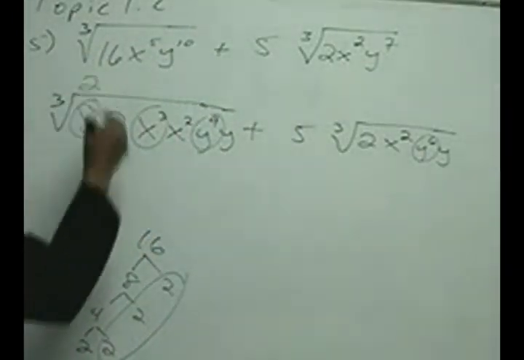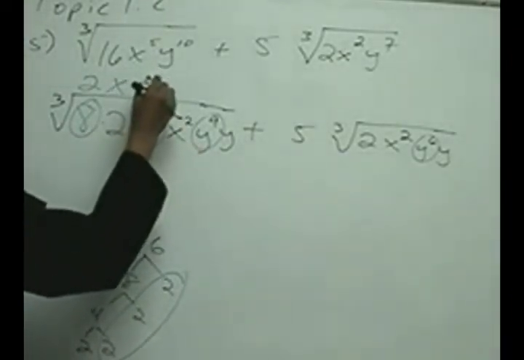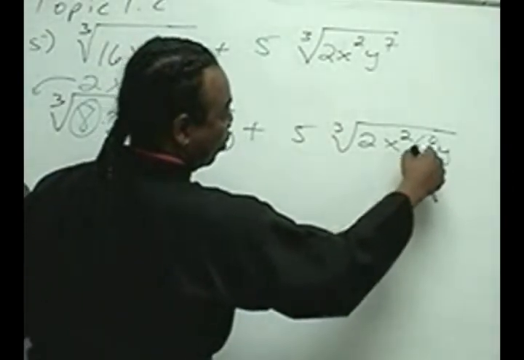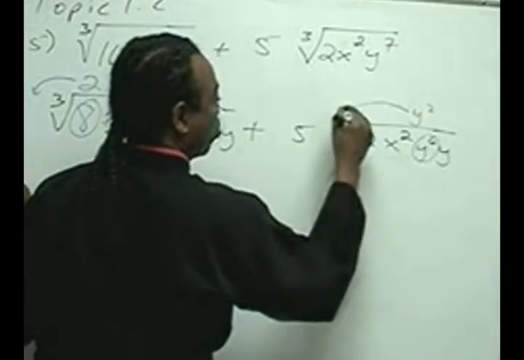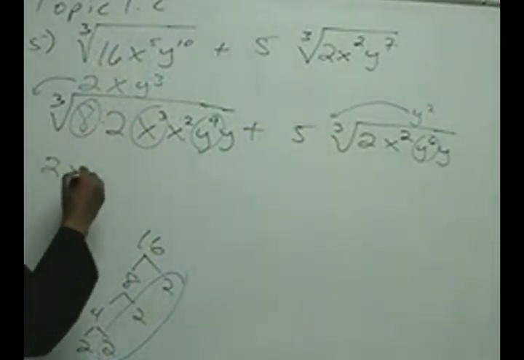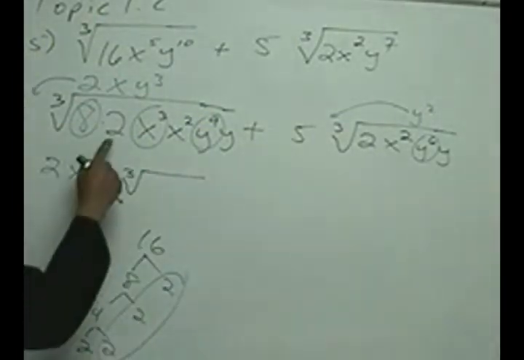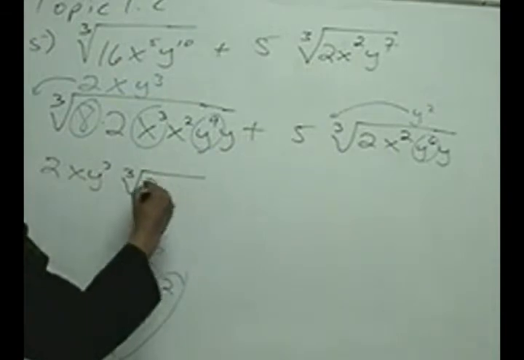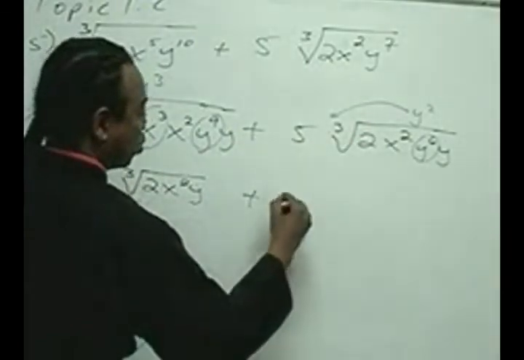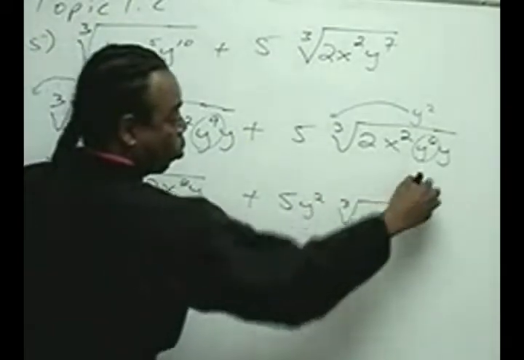This simplifies to a single 2, this to x, and this to y to the 3rd. All this will go ahead here. This simplifies, when you divide this by 3, to y to the 2nd. And we'll transfer that to up front. So what we end up with is 2xy cubed outside, and what remains is a 2x squared y. Then here, the y squared goes to 5, so we get 5y squared. And what remains is a 2x squared and y.